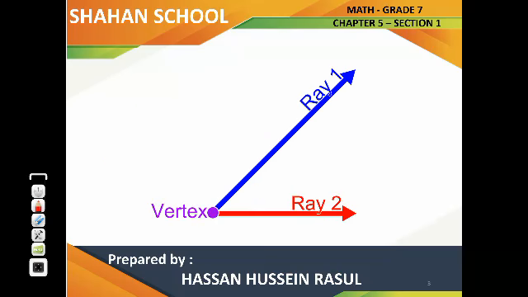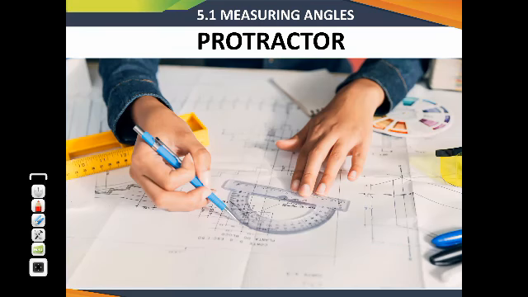Now we are going to study how we can measure angles. We learned what an angle is, but how can we measure it? To measure angles we have a lot of instruments, but if you want to measure an angle on a plane, on paper, we are going to use a protractor.